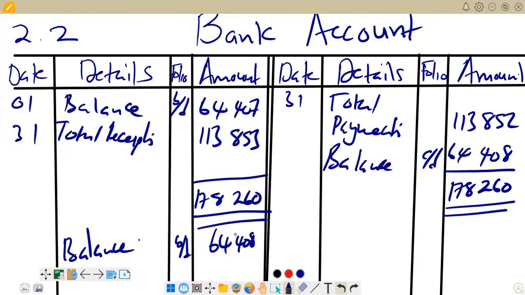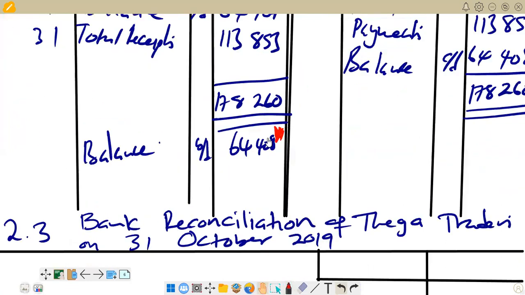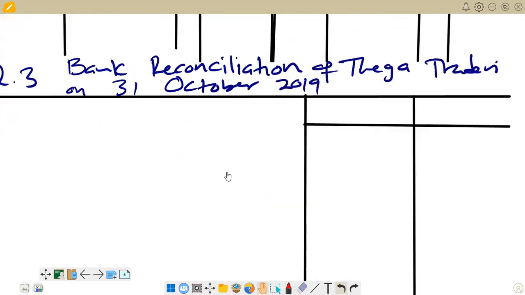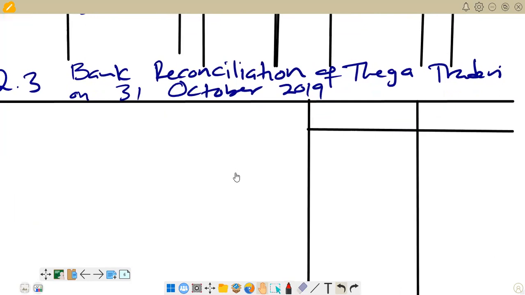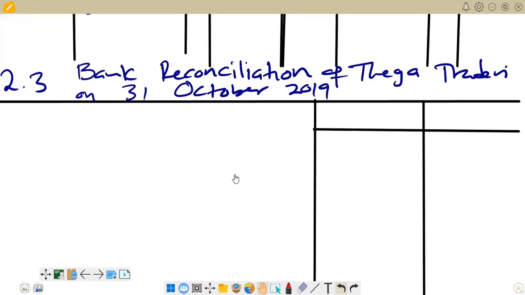Then we can now go to the bank reconciliation. So what we are saying is the balance that we got here should be the same as the balance that we are going to get in the bank reconciliation. So we come here. This is now our bank reconciliation. So we are also supposed to have the opening balance of that bank reconciliation.